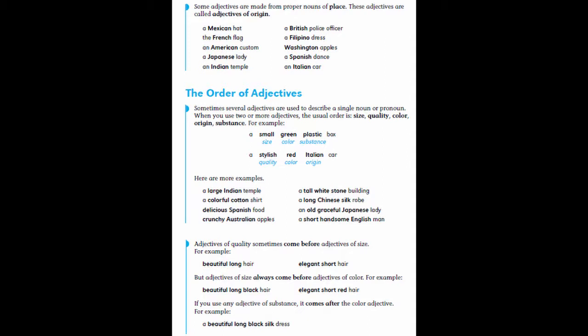All right. So, for example, a stylish red Italian car. Now look at these two examples. In the first one, first we talk about the size, then we talk about the color, and then we talk about substance. And in the second example, first we talk about quality, then we talk about color, and then we talk about origin. So as you can see, it's basically like a formula, right? So anytime you use this order of adjectives, think of it as BODMAS, right?